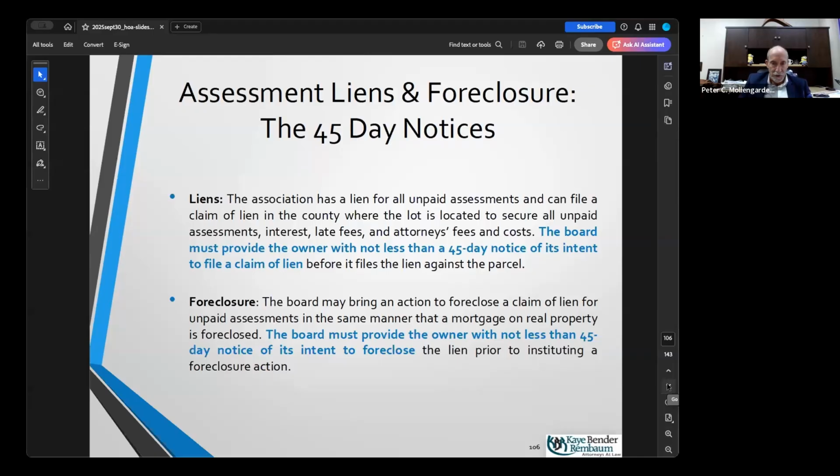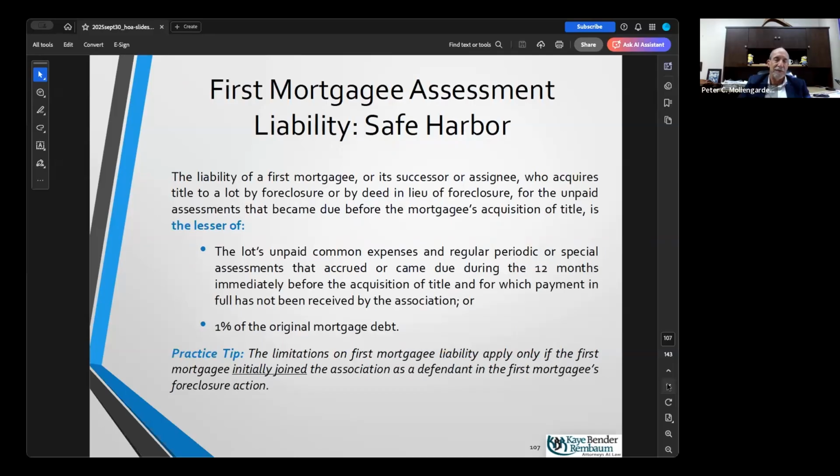So after the lien goes on, another 45-day notice must be sent to the owner before that lien can be foreclosed. So there's two 45-day notices: intent to file a lien, and then after the lien is recorded, intent to foreclose. Now, what about first mortgagees or lenders?